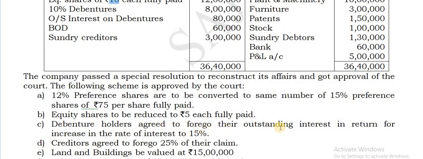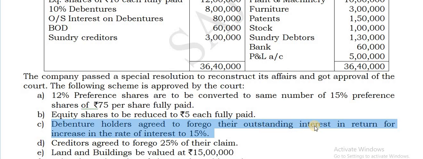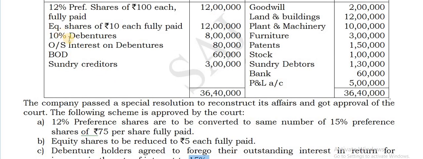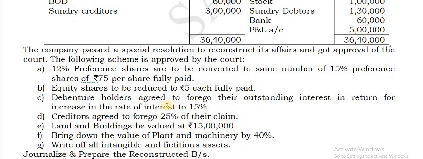Debenture holders agree to forego their outstanding interest in return for an increase in the rate of interest to 15%. Two entries come in this: one for foregoing the interest, and then for conversion of the old debentures to new debentures. Old debentures rate is 10%. Now they are being converted into 15% debentures. So simple: 10% debentures account debit, give a credit to 15% debentures account. The amount is the same, 8 lakhs. No amount will be transferred to capital reduction account, only the rate of interest changes.